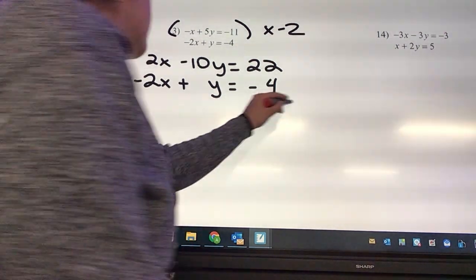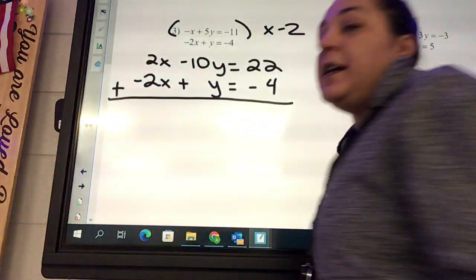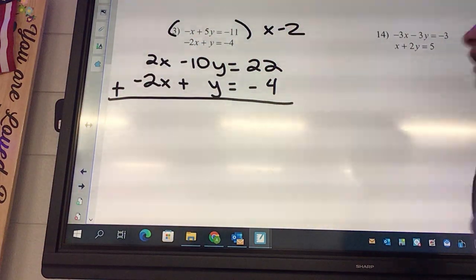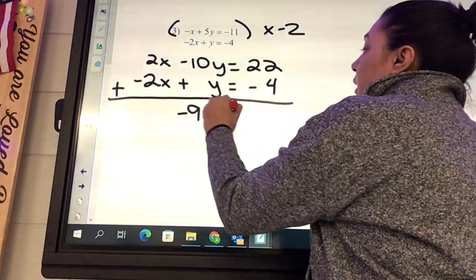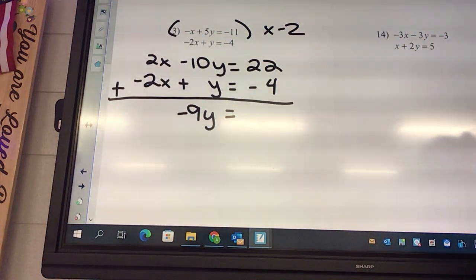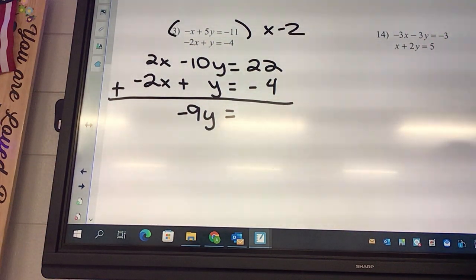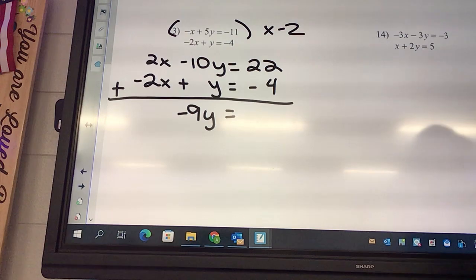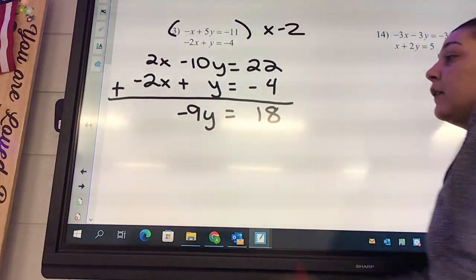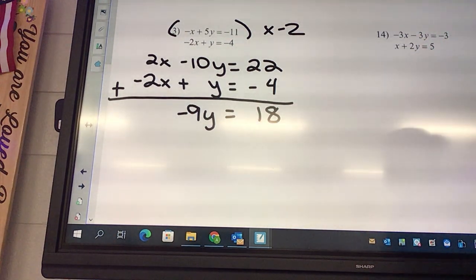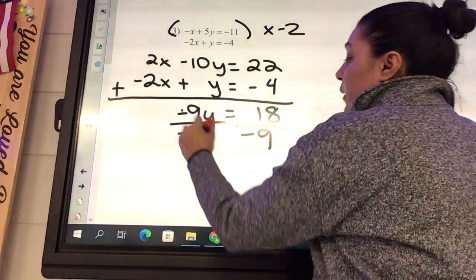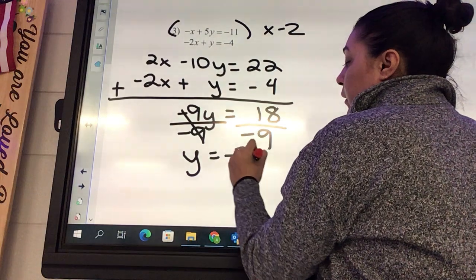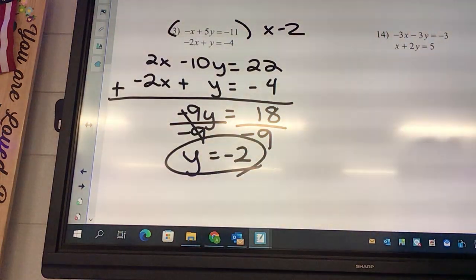Add together. What happens to the x's? They cancel out. So -10 plus 1, -9y equals 22 minus 4, 18. Okay, and then we're going to divide by -9. So we got y equals -2.